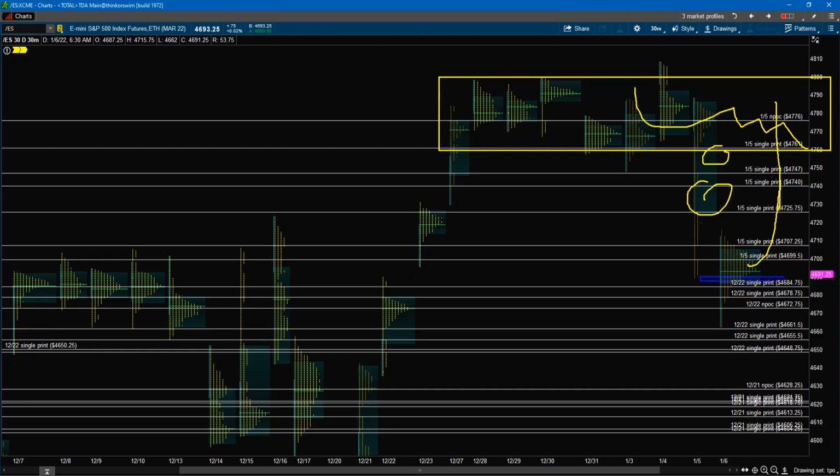A high probability is that we most likely see prices down here and we establish balance because there's a lot of poor structure down here. Although, yeah, we have a couple of poor structures here.